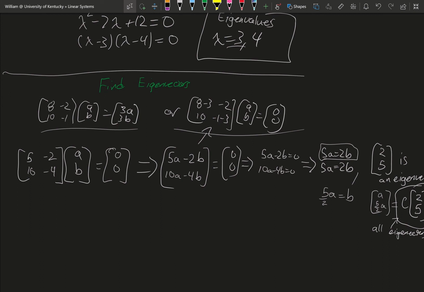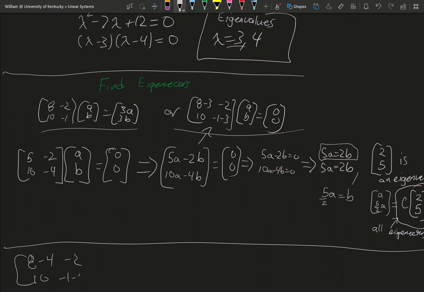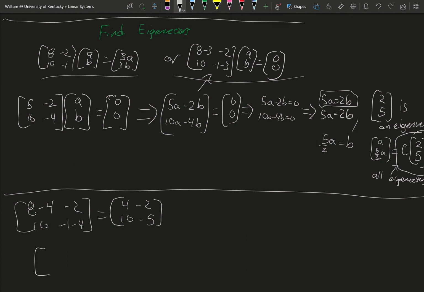That was just the eigenvectors for 3, but let's do it for the other one. Our other eigenvalue is 4, so we're going to use this again: 8 minus 4, -2, 10, and -1 minus 4. That is 4, -2, 10, -5. Now we set up this equation for this matrix times (a, b), and we want it to be the 0 vector.